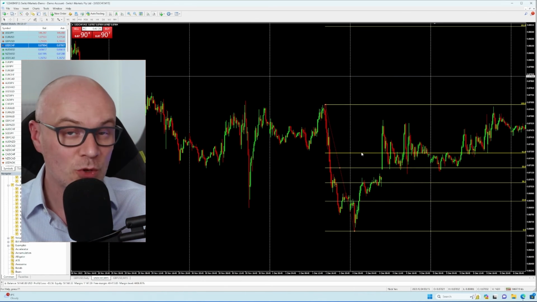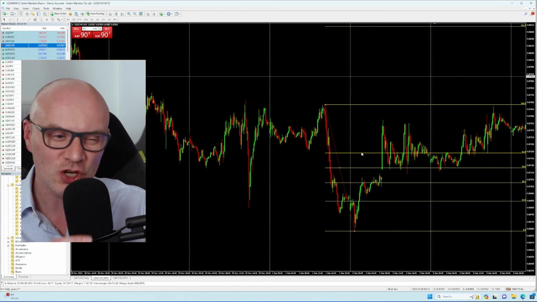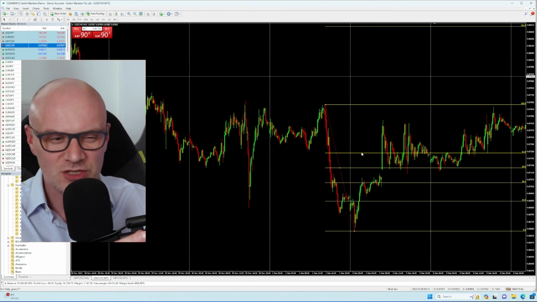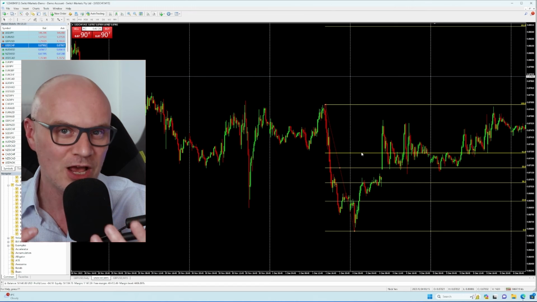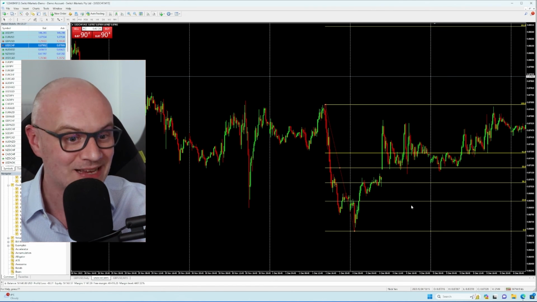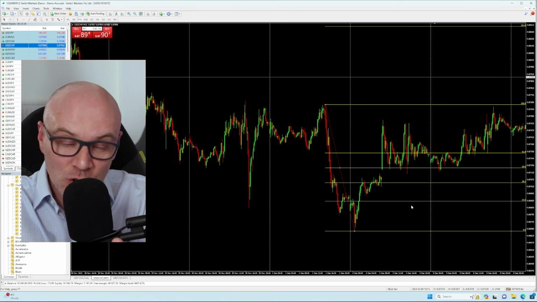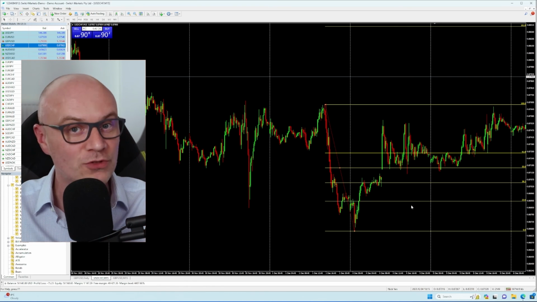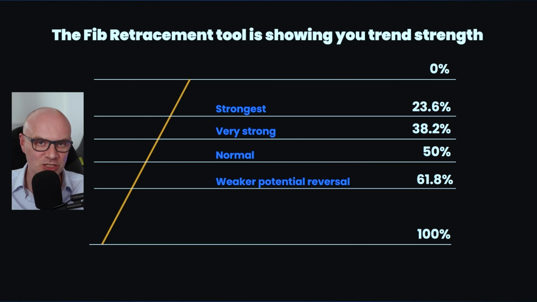The key to remember is that we shouldn't be trading off the levels themselves. You're going to need some other reasons, maybe some price action or the use of an indicator to help you actually then make the decision to buy and sell. The Fibonacci tool is purely showing us the strength of the trend. So next time you're using the Fibonacci retracement tool, think bounce rate and strength of trend.